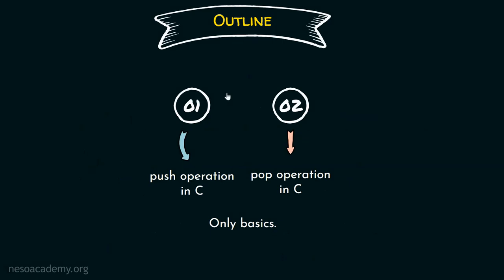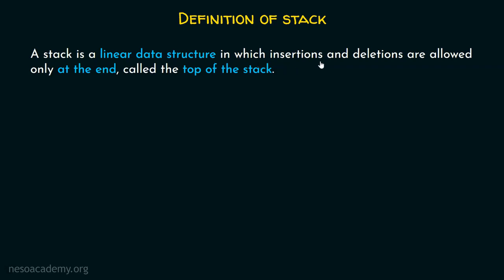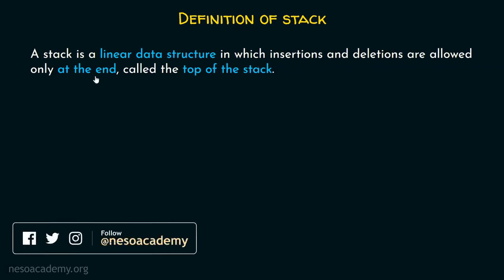Here is the outline of this presentation. We look into the two most important operations of stack, push and pop. In this presentation, we'll look into the basics of push and pop operations. Let's get started. A stack is a linear data structure in which insertions and deletions are allowed only at the end, called the top of the stack. We are aware that a stack is a linear data structure, but it has a restriction. Here insertions and deletions are allowed only at the end, which we call the top of the stack.